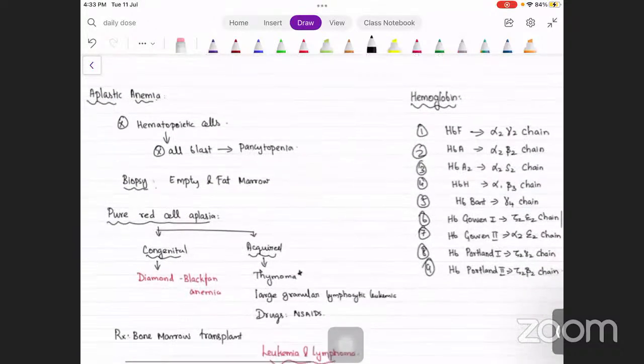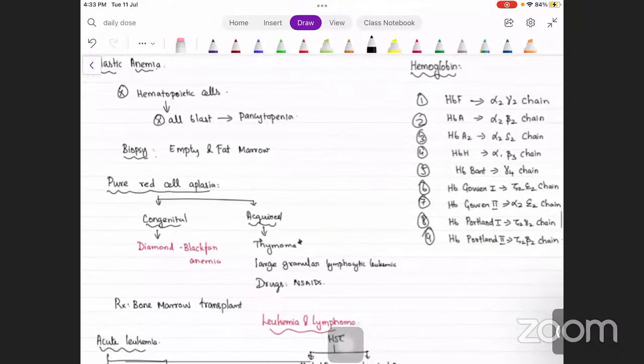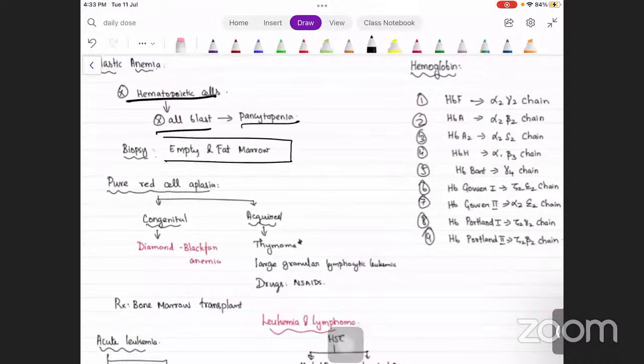Then you have aplastic anemia. In aplastic anemia, hematopoietic cells will not work, all blast cells will not work, and pancytopenia will be there. The biopsy shows an empty, fatty bone marrow. Very, very important MCQ. You may see an empty and fatty bone marrow in the biopsy of aplastic anemia.